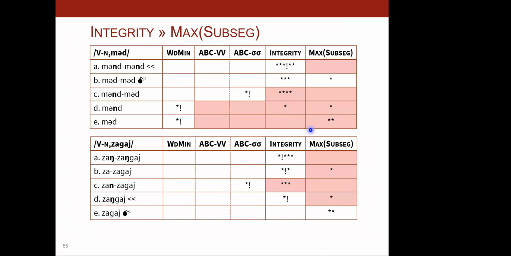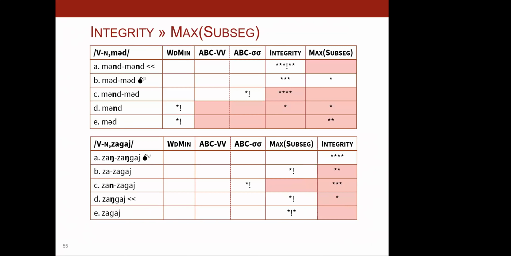If we were to switch the ranking of integrity and max subseg, we still wouldn't get the correct output from this grammar. The optimal form in this case will be zangzangai, in which neither the thematic vowel nor the floating nasal are deleted, and so you get reduplication and floating nasals at the same time. So both of these cases are not what we observe in Ende.